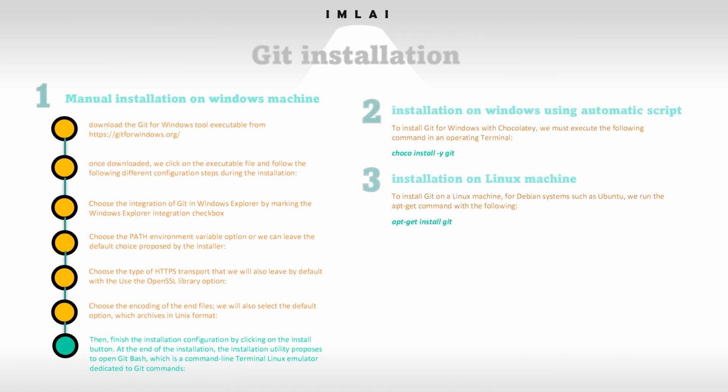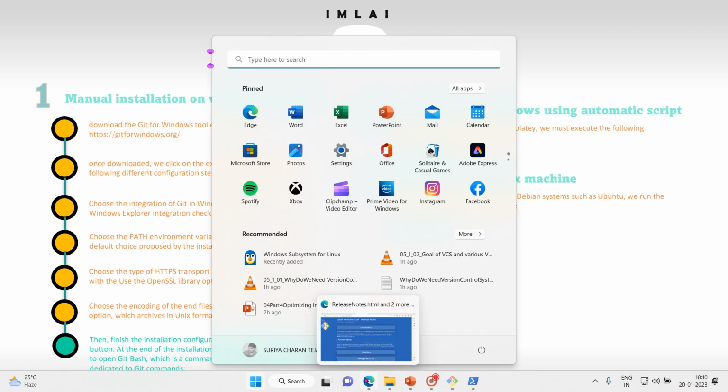So, and the third one is installation on Linux machine. Installation on a Linux machine is pretty easy. You have to use apt-get install git. That's it. I just want to demonstrate this also.